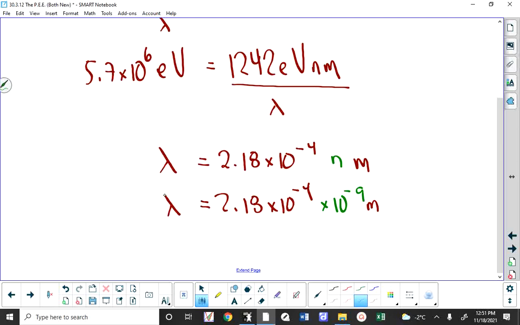You certainly didn't have to do the 1242 thing. You could have put up here 4.14 times 10 to the negative 15 times the speed of light over lambda, and that would have taken you to this number already in meters. Is that okay? All right. Any other questions? Go ahead, Willis. Okay.